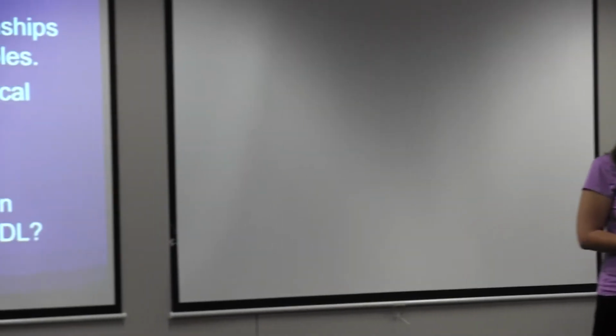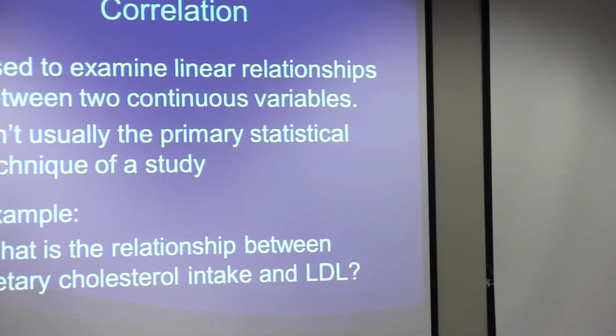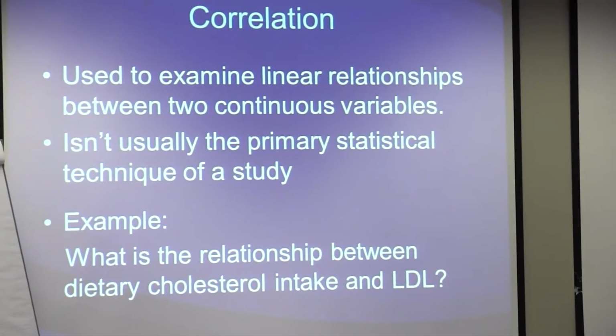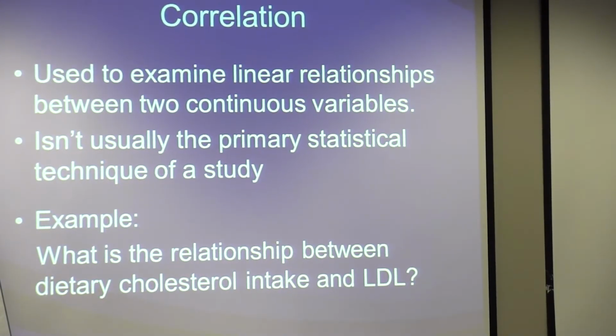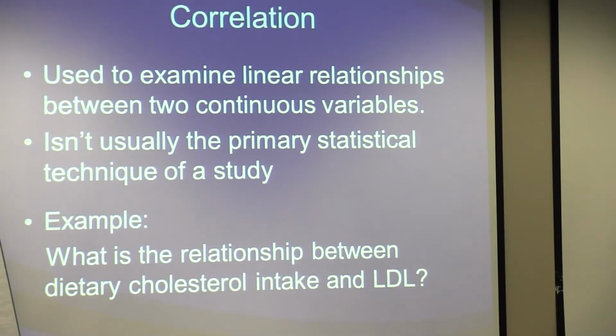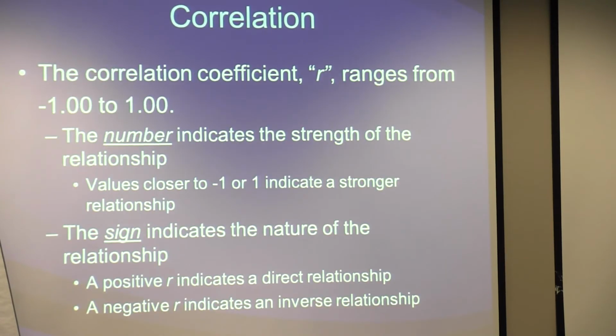So it's used to examine the linear relationships between two continuous variables. Again, last time we talked about continuous versus categorical data. If you have categorical data, that won't apply to at least this type of correlation that we're talking about here. So our example question might be, what is the relationship between dietary cholesterol intake and LDL? Both of those are going to be measured as continuous variables.